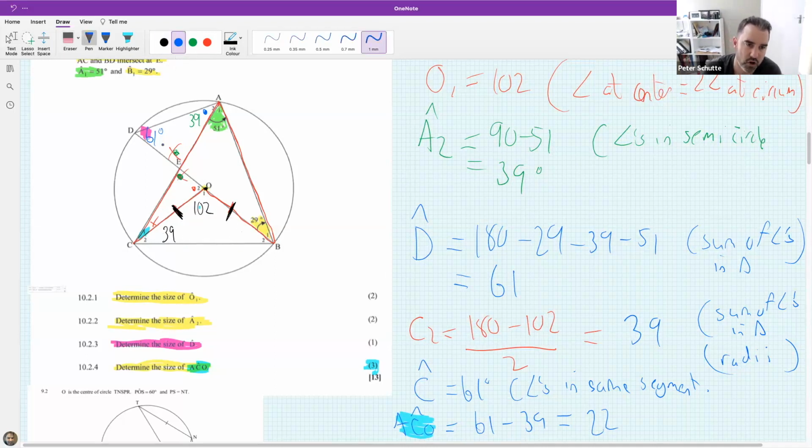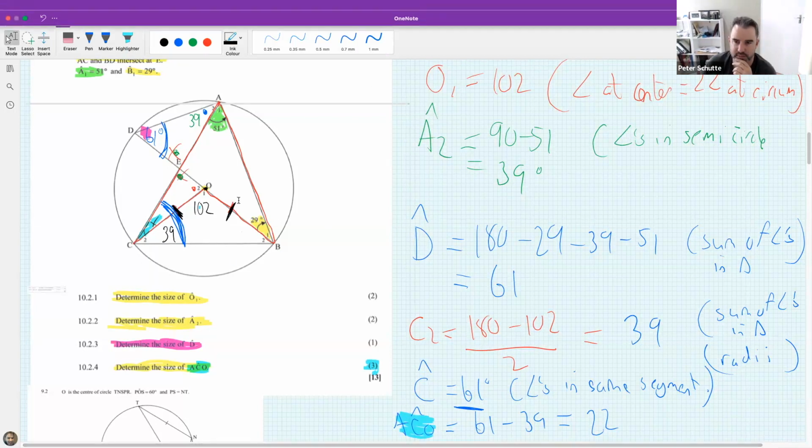Now we also know that by angles in the same segment, this one over here and this one over here are the same. So that's why I know that big angle C is 61. But now remember, if the big blue one is 61, and I take away 39, all that's left is this one over here, which is what I was after. Okay, so I hope that helps you in interpreting it.